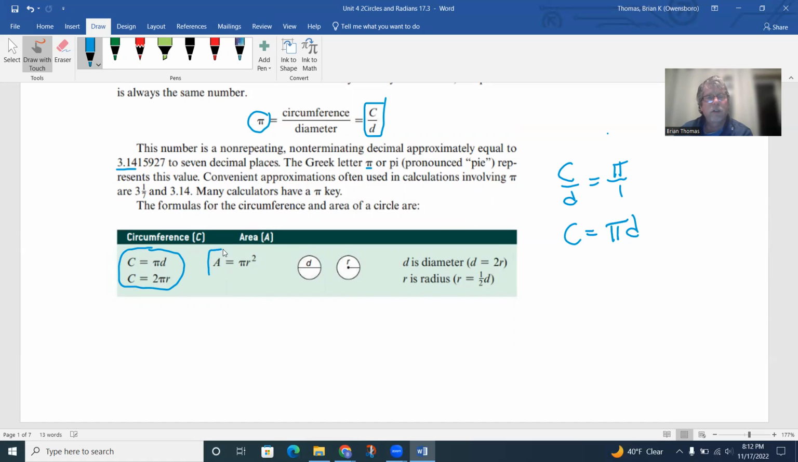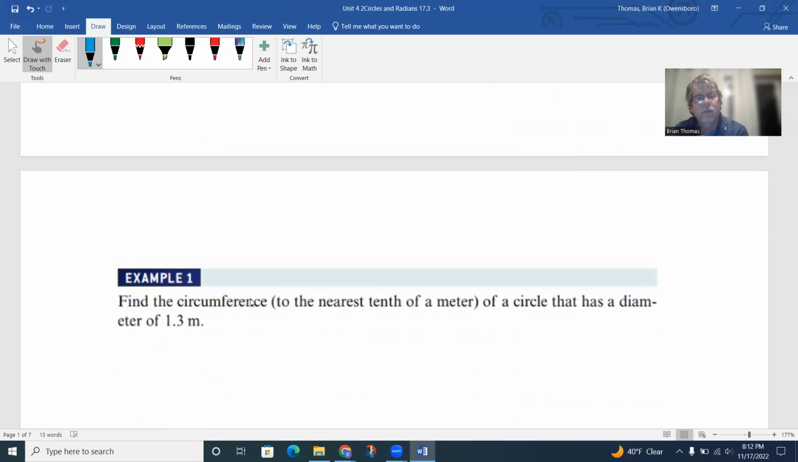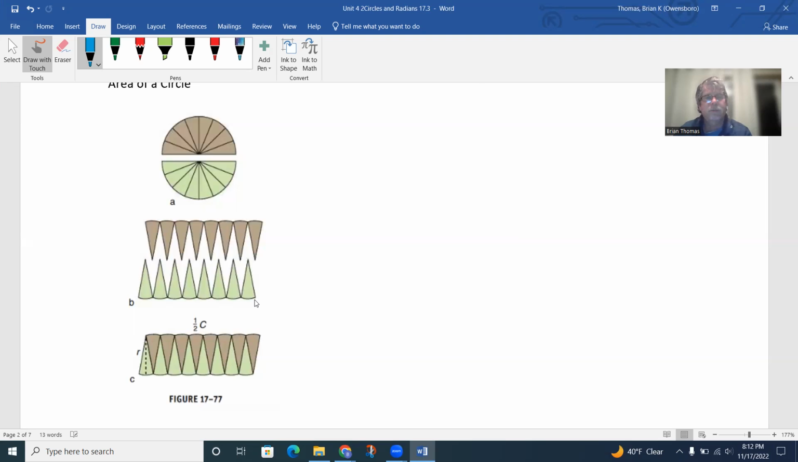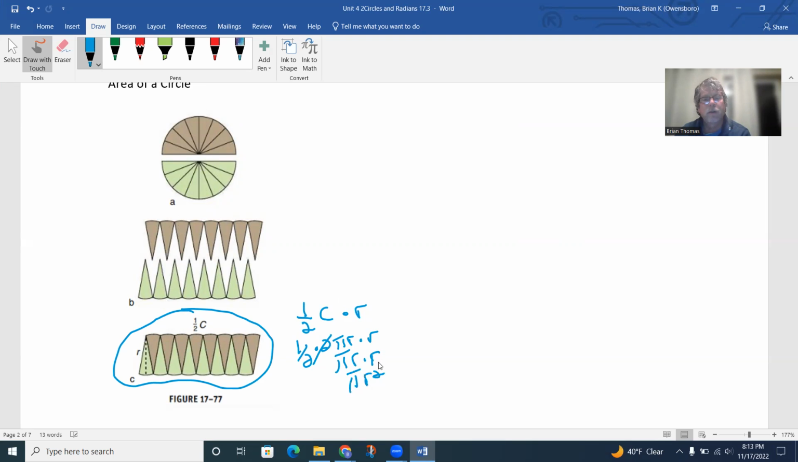There's also a formula to find the area of a circle. It's done a little bit differently. To find the area of a circle, I can cut a circle up into many pieces and reshape it so it looks kind of like a rectangle. To find the area of that rectangle, we'd have the formula 1/2 C times R. But notice how C is the same thing as 2 pi R. So this is 1/2 times 2 pi R times R. Notice how the 2's divide out. We have pi R times R, and we end up with the formula pi R squared.